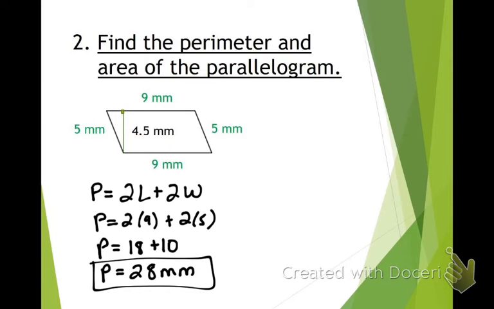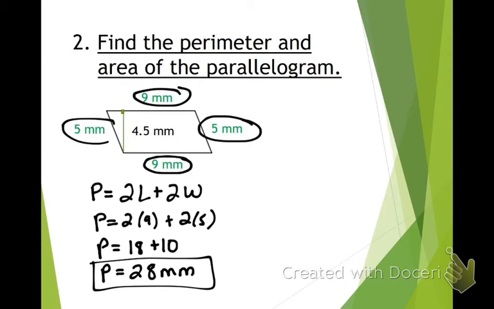Remember, the perimeter is just the outside, so you could have added up all of these. 9 plus 9 is 18, plus 5 more, 23, plus 5 more, 28. So you could add up all the sides, or you could use our formula, 2 times the length plus 2 times the width. Okay, what about the next one?